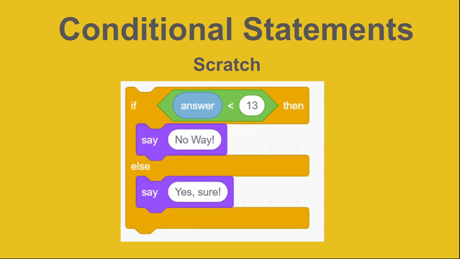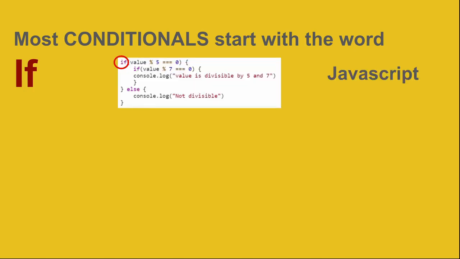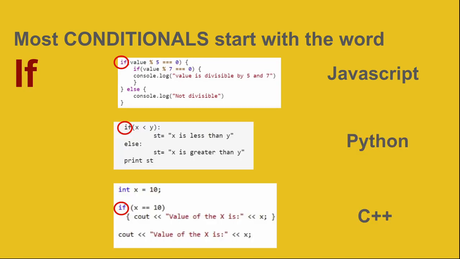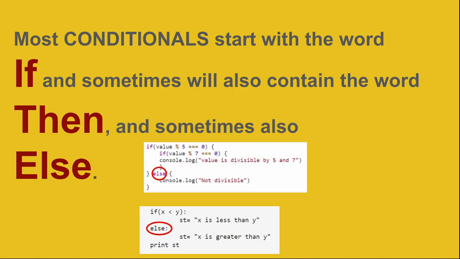So generally, a good rule of thumb is almost all conditionals that I've ever seen start with the word if. Here it is in JavaScript, Python, and C++. Sometimes it will also contain the word then. In the case of Scratch, it does. It doesn't in JavaScript or any of those other languages I showed. It used to in BASIC and other languages, but then is still existent in Scratch. And oftentimes you will see the word else, which is the option of if the statement is false, which we will explain in a moment.